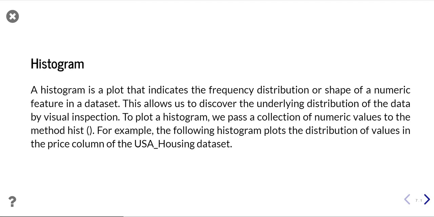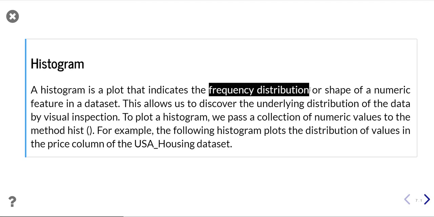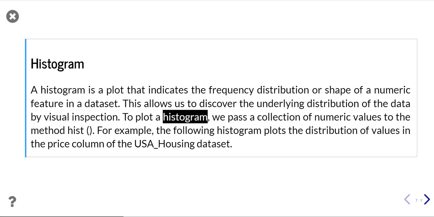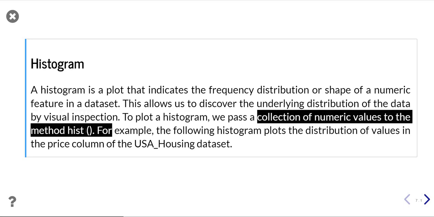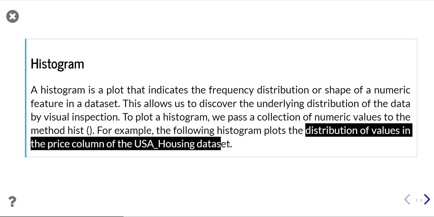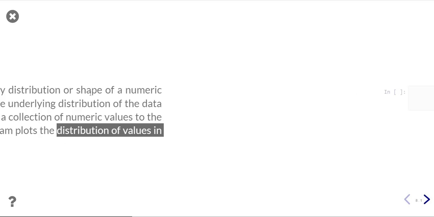So the histogram, of course, gives you the frequency distribution. This is the highlight. It allows us to discover the underlying distribution of the data by visual inspection. To plot the histogram, we pass the numeric values to the method histogram. So let's try to plot the distribution of values of the price column of the USA housing data set.